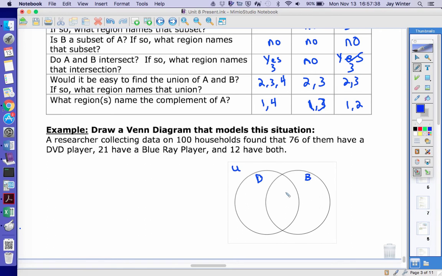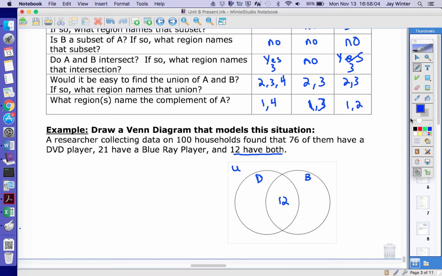And you notice there's an overlap here, and the reason why there's an overlap is you have 12 households that have both of them. So I'm going to put 12 right here in the middle, and you'll see some homework problems like this, and probably some test problems too, where you will have to use a Venn diagram in order to establish a relationship between things.